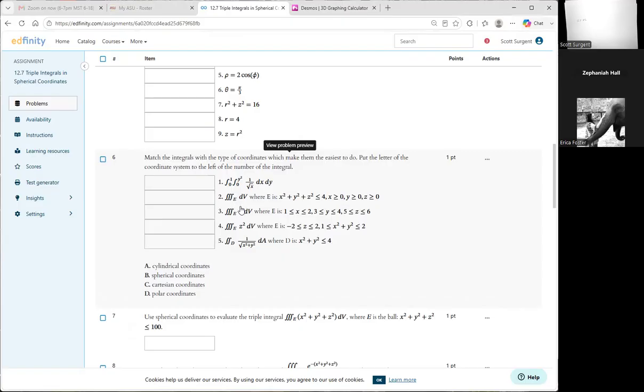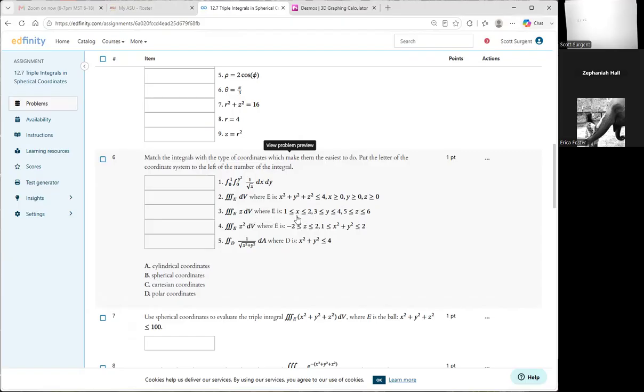And then the second one would be spherical because it's a sphere. Absolutely. In fact, this thing right here, x squared plus y squared plus z squared less than or equal to 4, is actually a full ball. It's a filled-in sphere of radius 2. And then the next three bounds just tell you that you're working in the first octant. This would definitely be spherical. It will make it a lot easier for you.